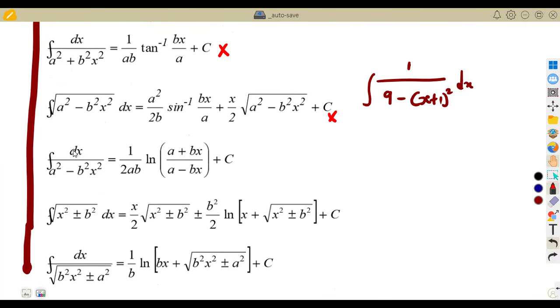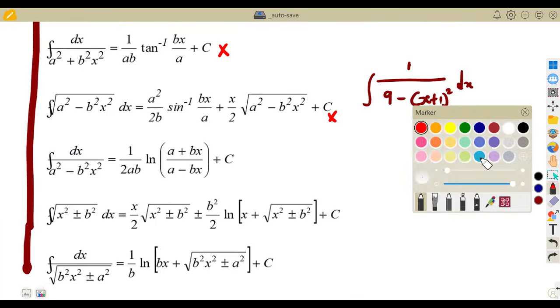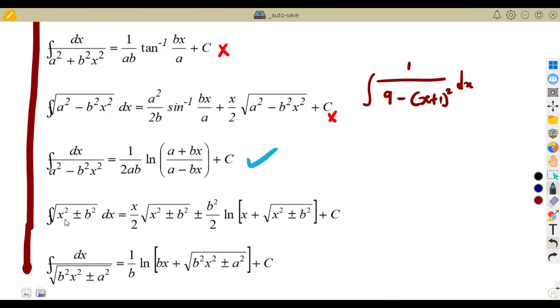All right, here we're given x over a squared minus b squared x squared. So take note, this here is the same as a squared, which is the same as 9. Then we've got b squared x squared, which is the same as this part. So this is the best formula for us to use. We've checked this one; there's a square root, we cannot use this. Here, there's also a square root, we cannot use this. So this is the best formula for us to use.